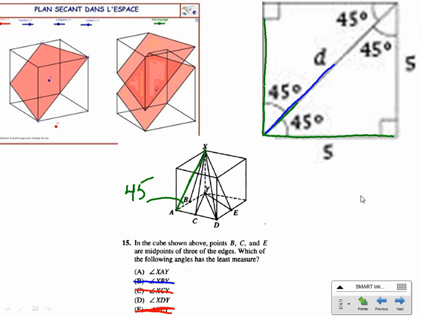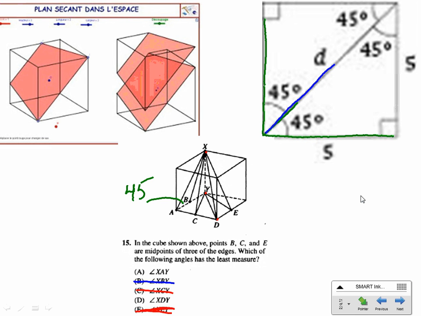So the last thing we have to do is compare angle XAY to angle XDY, and figure out which one's shorter. Which distance is shorter, which distance is longer, and ultimately what degree measure is smallest. So the angle with the smallest degree measure is going to have the point that is the farthest away from the two endpoints of the angle.